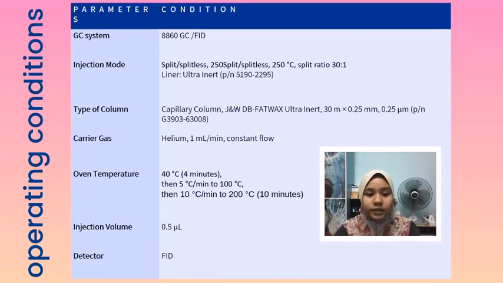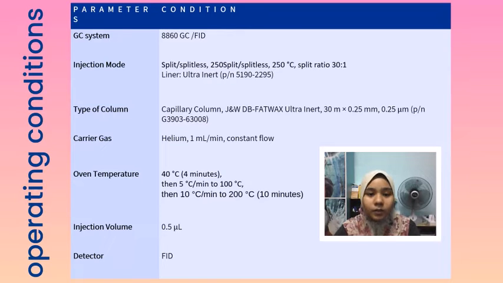Moving on, this table shows the operating conditions for the sample analysis using gas chromatography. Firstly, the GC system was 8860 GC with the FID detector. Next, the injection mode used was split or splitless with a split ratio of 30 to 1. Thirdly, the type of column used was capillary column. Fourth, the carrier gas used was helium.